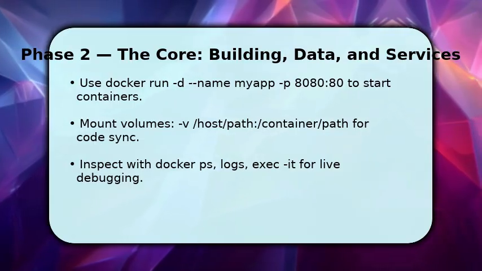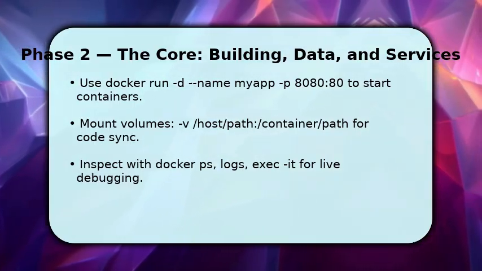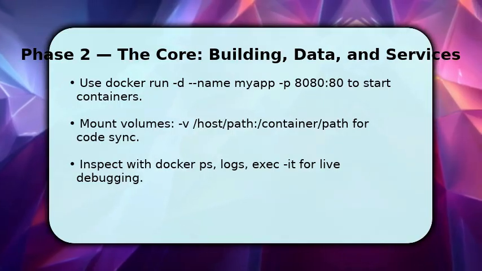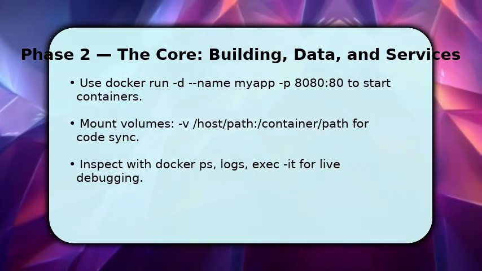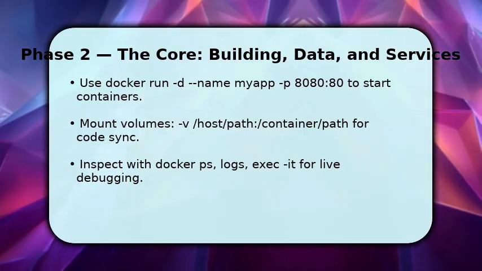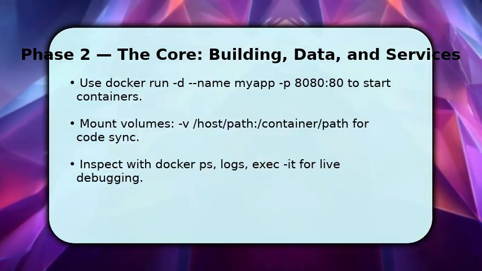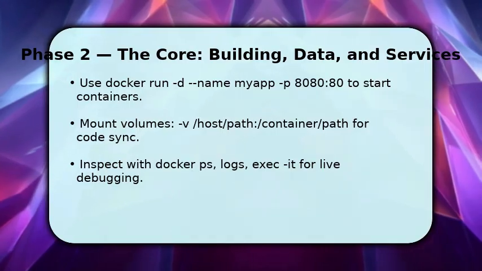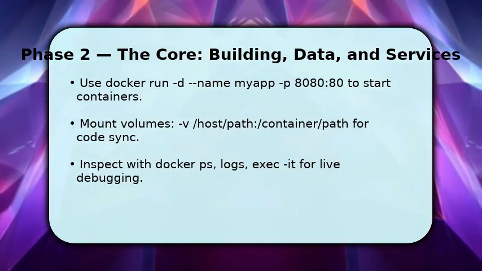-v /host/path:/container/path, which syncs files between macOS and the container. This is why you avoid copying on every change. For debugging, use docker logs myapp and docker exec myapp /bin/sh to inspect processes. These commands let you iterate quickly and understand container behavior.